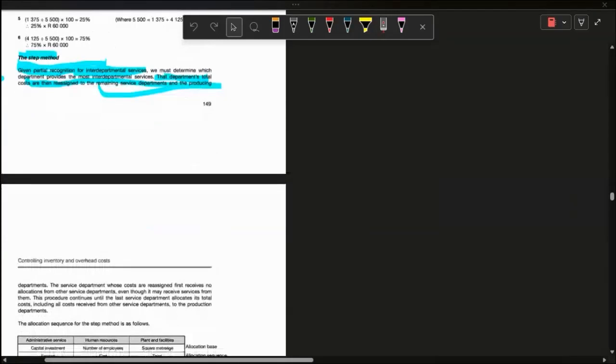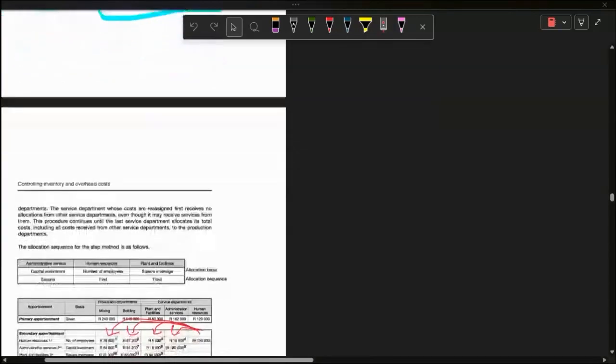Theory again, your theory is linked to your practice. We must determine which department provides the most interdepartmental service first. Because remember, we are only providing partial recognition. So they're going to find which department helps the most the other department, right? And that department's total cost is then reassigned to the remaining service department. It gives all its funds to the remaining service department and the production department, right?